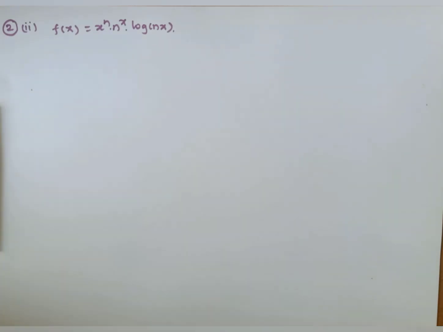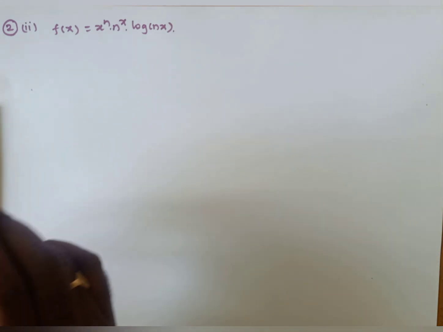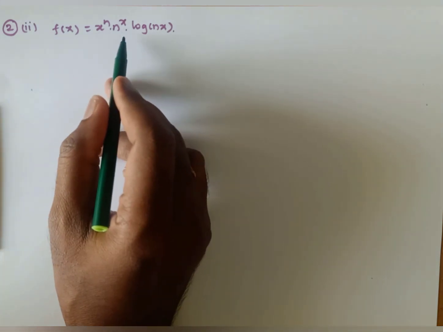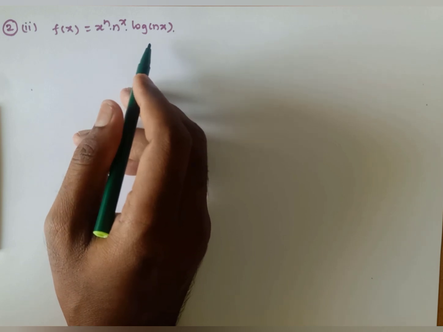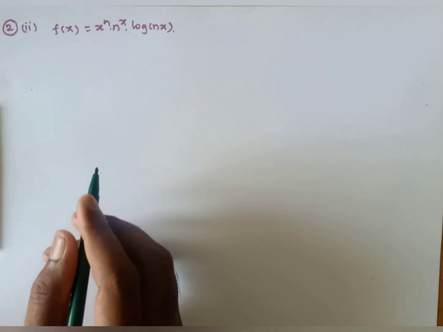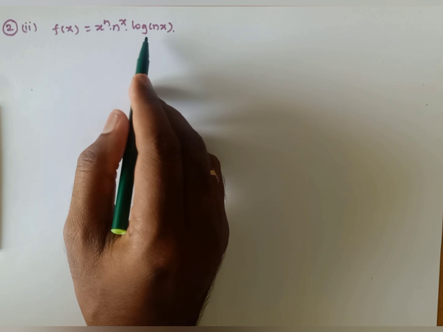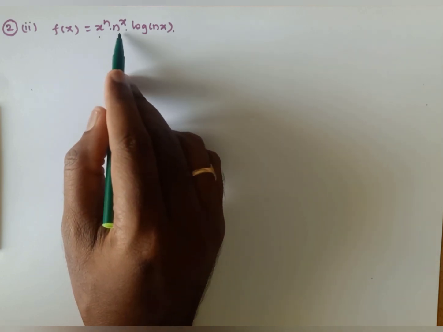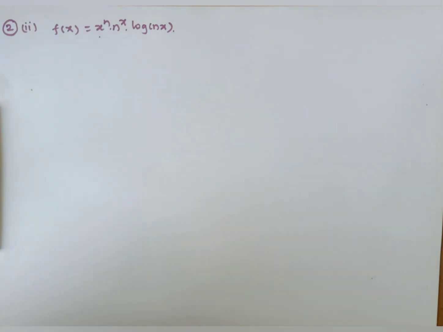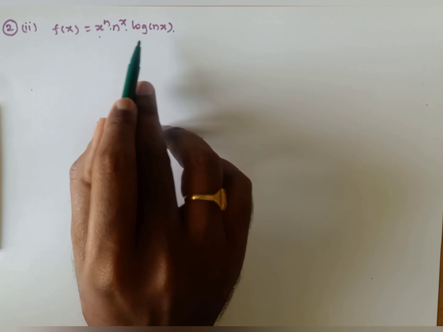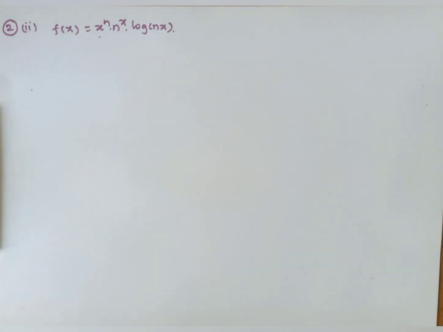So next, third second problem. f of x equal to x power n into n power x into log of nx. Then find f prime of x. So here three different functions are there. It is algebraic function, exponential and logarithm. So we know the derivative for u into v only. Now here one more term is there, u into v into w. So u into v into w into some other variable z also, no problem, we can apply.